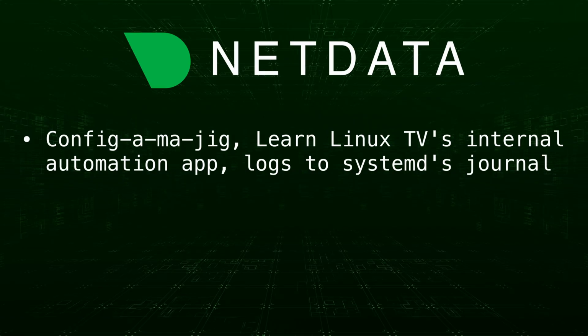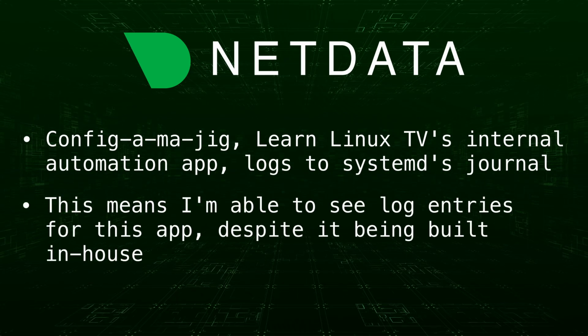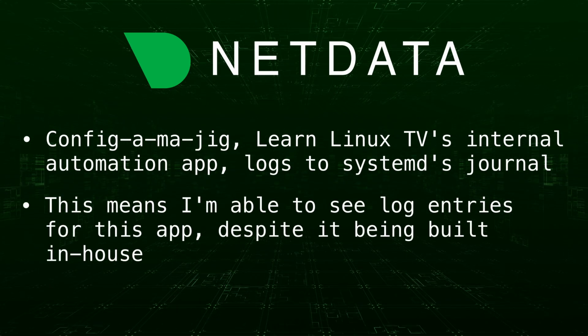Because Netdata is just showing me the information as is, anything that's logged to systemd's journal is going to show up here. And I've configured my particular application to show logs in systemd's journal, so I will be able to find information regarding Configamajig right here, even though it's not a traditional app that Netdata would expect to find or even have configuration for. And since I haven't released it publicly, there's no way that Netdata would be able to know about it.